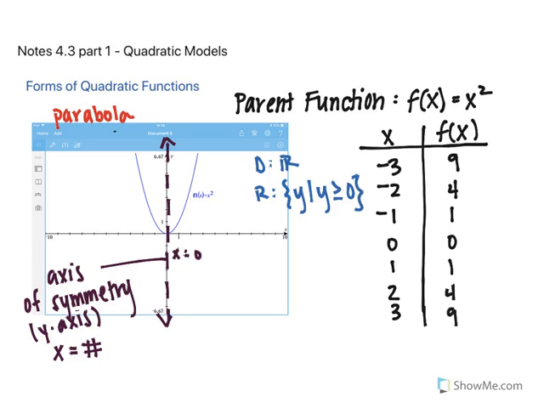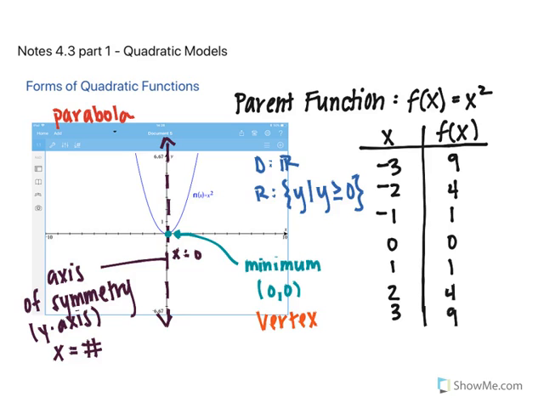Right? We'll always have a minimum point. In this case, our minimum point is right here at 0, 0. It is the lowest point of our graph, so this is our minimum point. And again, in this situation, that minimum is at 0, 0. And we also call this the vertex. Okay, the vertex is the lowest point of our graph when it is facing upward.